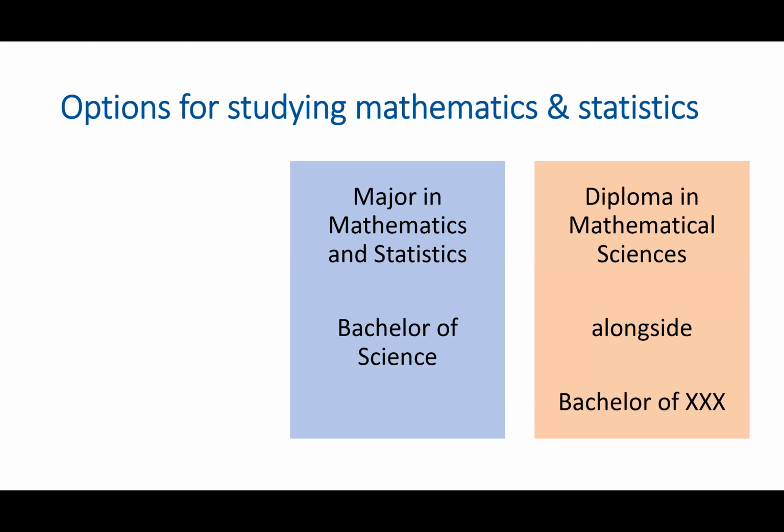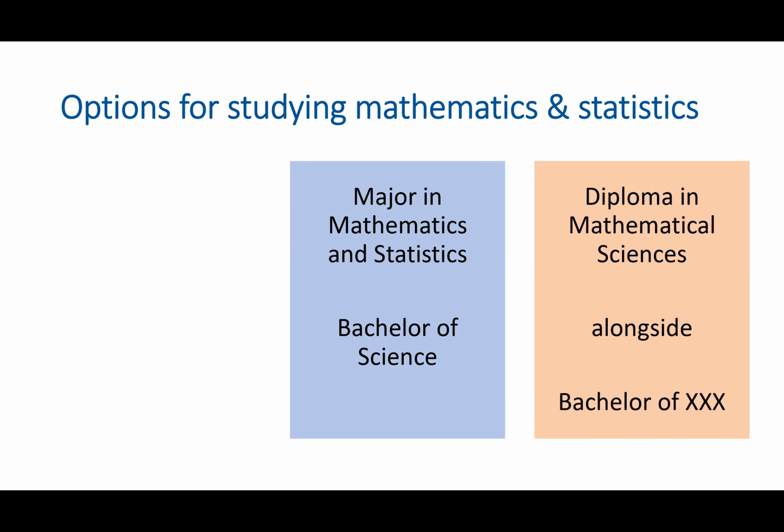The diploma in mathematical sciences is an add-on degree. It's a concurrent diploma. I'll explain a little what that means in a moment. But it lets you do the equivalent of a mathematics and statistics major alongside another major in one of our bachelor degrees. It's a concurrent diploma, which means that you study it alongside your bachelor degree. So typically each semester you would take maybe one Maths and Stats subject that contributes towards the diploma, and then you'll take other subjects that contribute towards your main degree, whether that's a science degree or commerce degree or whatever the case may be.